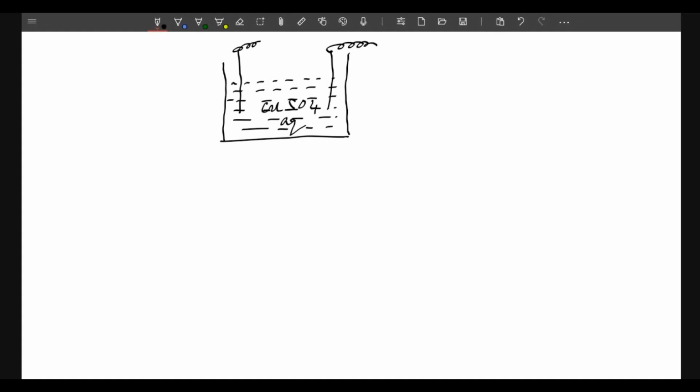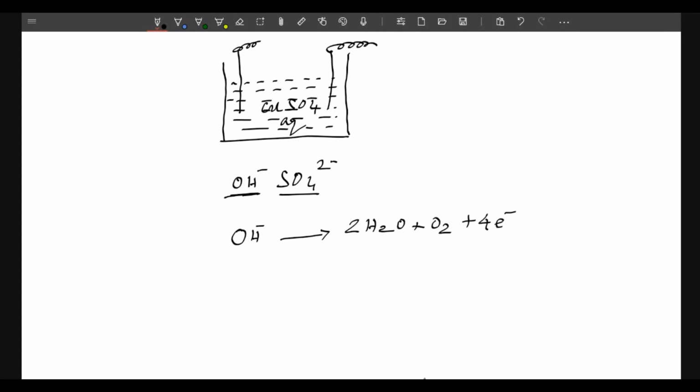the anode side. At the anode, OH minus is converted to what? Take down the equation. Here OH minus ion and sulfate ion would be present. Compare the discharge potential. OH minus has the lower discharge potential, so it will undergo oxidation. OH minus ion undergoing oxidation gives 2 water plus O2, and 4 electrons are released. What is released on the anode side? Oxygen is evolved.